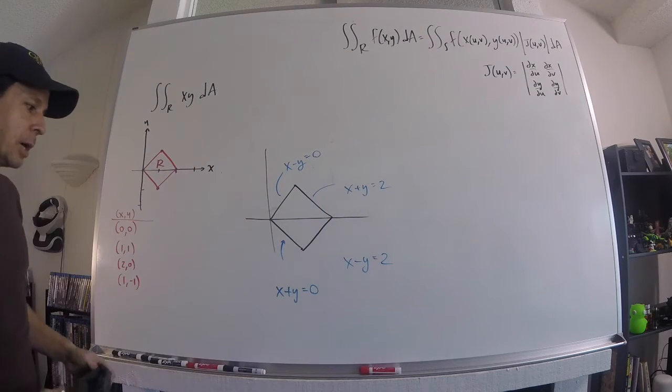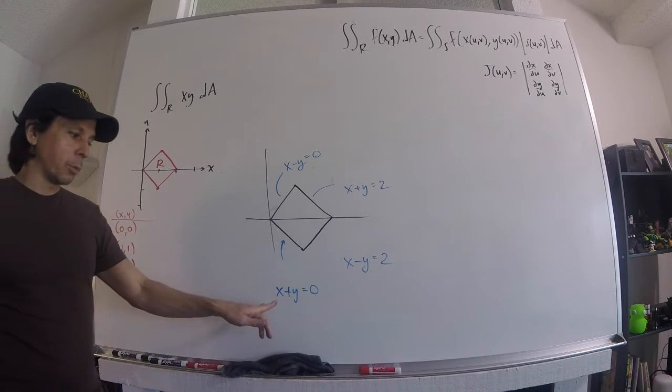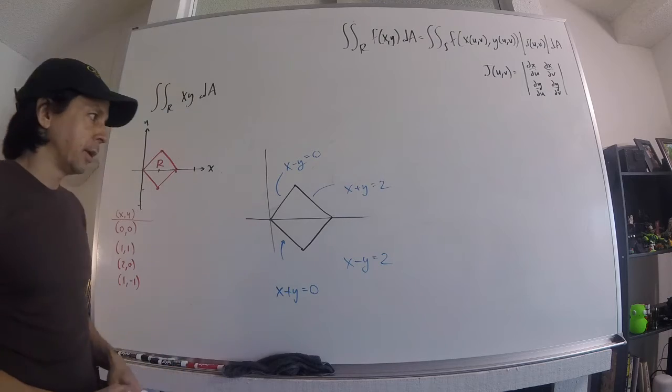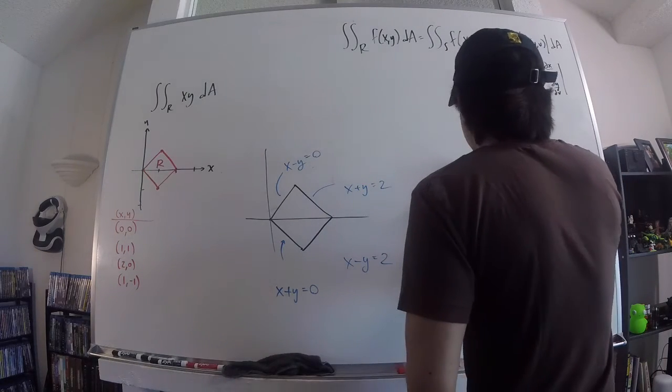Those are my 4 equations of the lines that make up this region in standard form. So I gathered up all my x's and y's together, and now I'm going to choose my u and v.